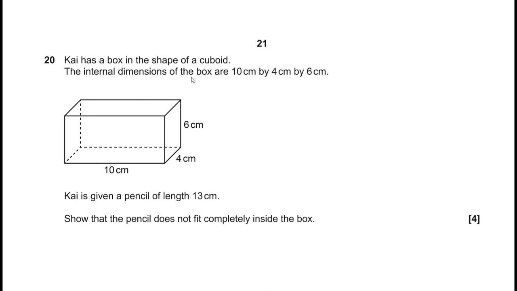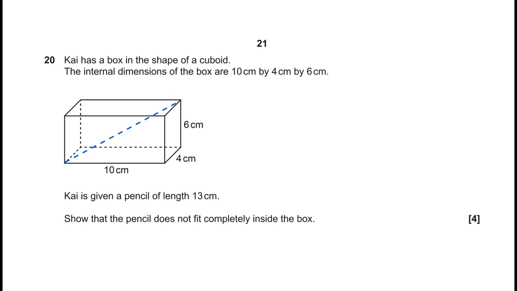Question number 20. Kai has a box in the shape of a cuboid. The internal dimensions of the box are 10 cm by 4 cm by 6 cm. Kai has a pencil of length 13 cm. We have to show that the pencil does not completely fit inside the box. Well, clearly putting the pencil this way won't fit because it's bigger than the 10 cm. Putting it this way won't fit. 13 is bigger than the 4, and putting it this way won't fit either. One way in which we could put this pencil down is diagonally like this. And we have to see if the pencil fits diagonally.